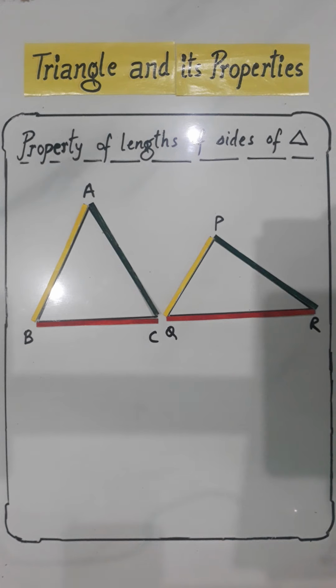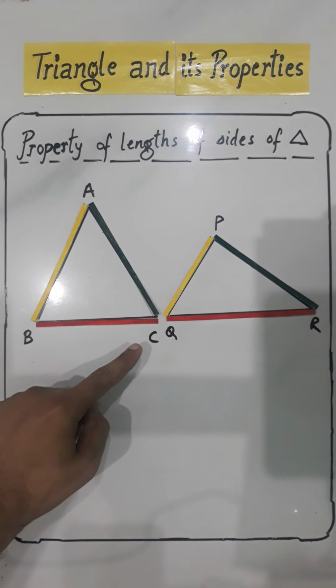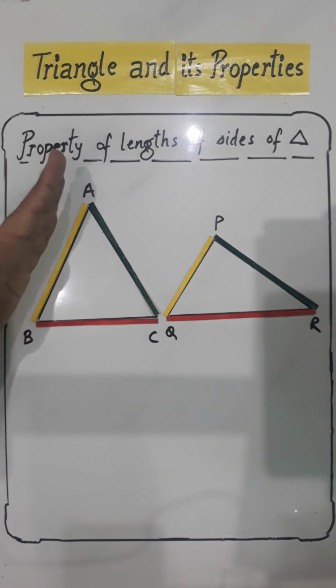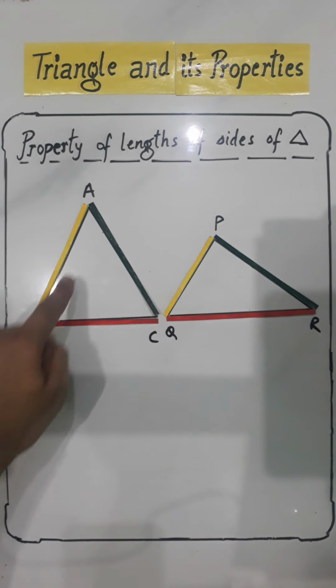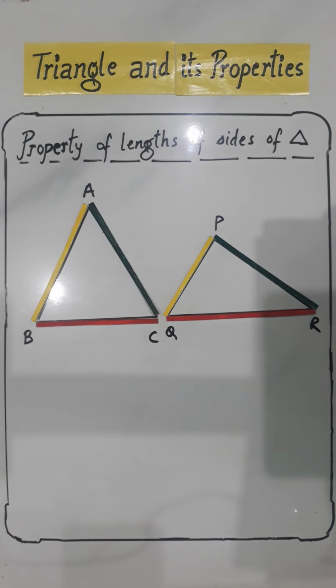And you already know that a triangle is a closed figure made up of three line segments. It has three vertices, three edges or sides, and three angles. But here, since we are going to study the property of lengths of sides of a triangle, you know that there are two properties in this.